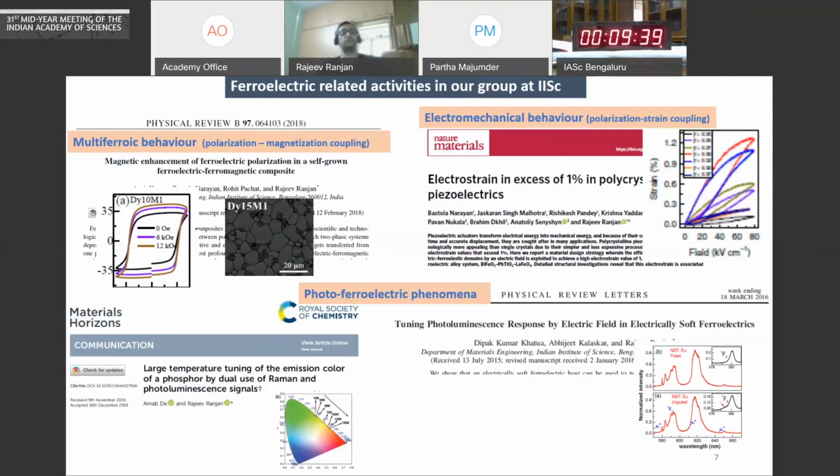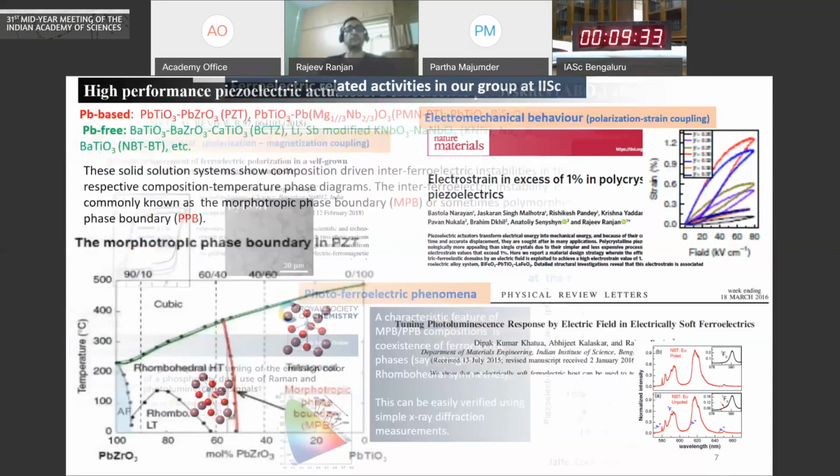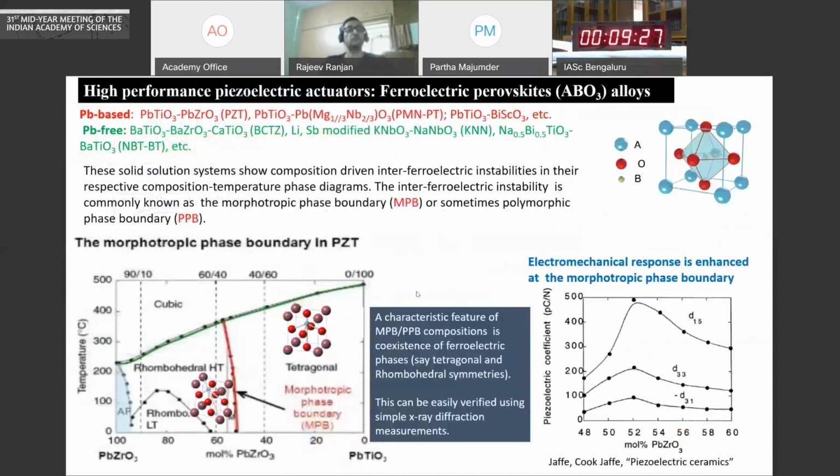The high performance piezoelectric actuator materials are basically among the oxides called perovskites, coming from the perovskite family. They are not compounds, but rather solid solutions. PZT I have already talked about, but now we have also seen in the last 2 decades many interesting ferroelectric solid solutions of these perovskites showing large piezoelectric effect.